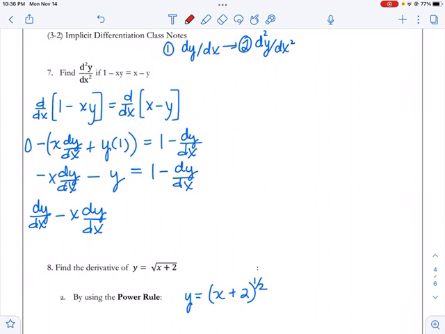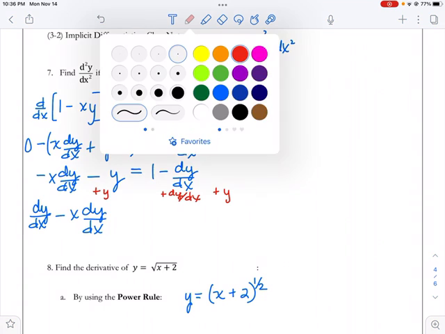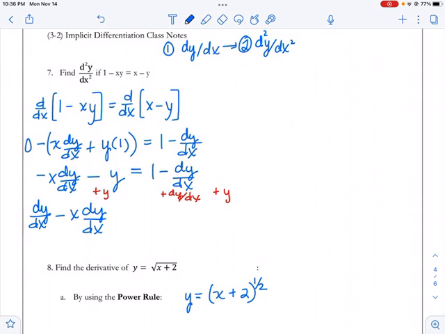And then, so I added dy/dx to both sides. And then I'm going to add y to both sides as well. So then I get, is equal to, so I have both the dy/dx terms on the left-hand side, and then I end up with y plus 1 on the right-hand side. So then I'm going to factor out a dy/dx. That'll leave me with a 1 minus x factor is equal to y plus 1.